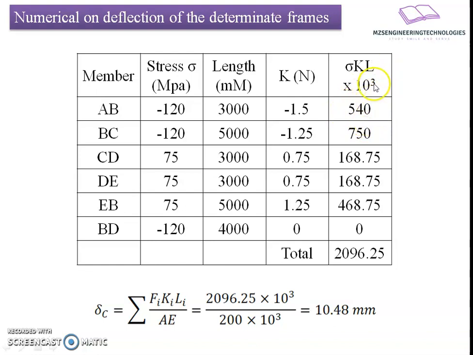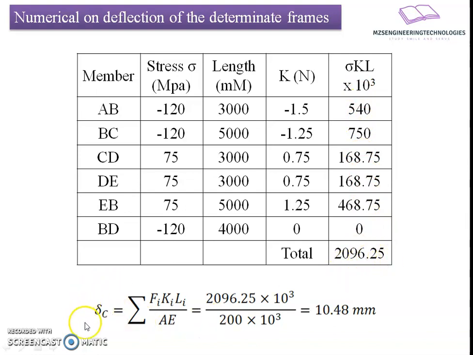I have taken 10 raised to 3 common, and the terms which remain outside I have put here in the tabular format. The product of the first column, first row is minus 120 multiplied by 3000 multiplied by minus 1.5, resulting in 540. Then 750, second one 750, 168.75, 168.75, 468.75, and the summation of all these values comes to be 2096.25.